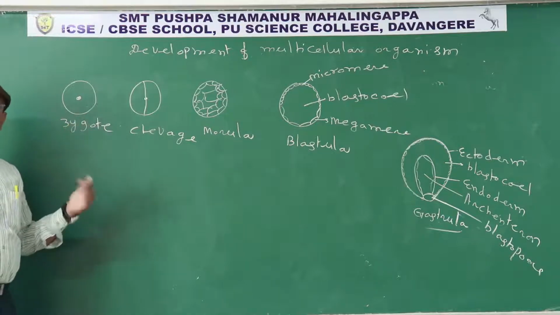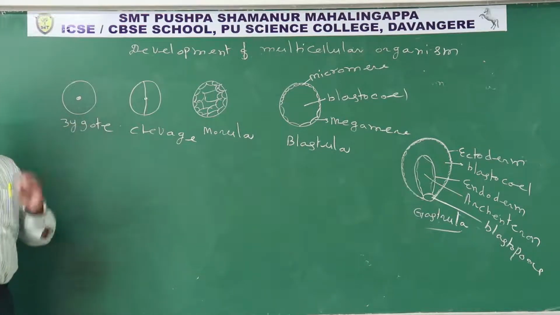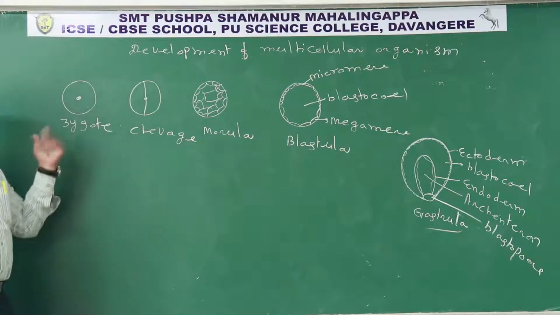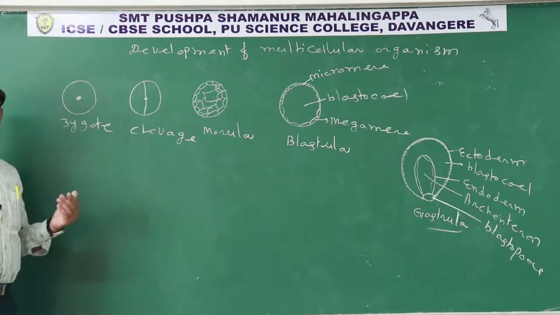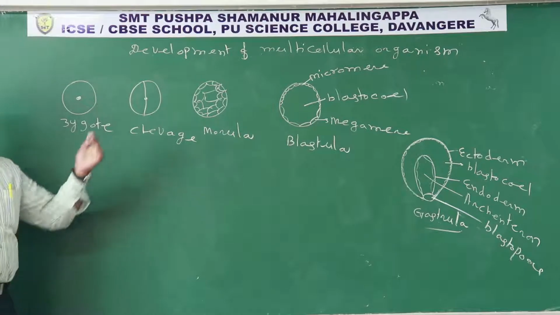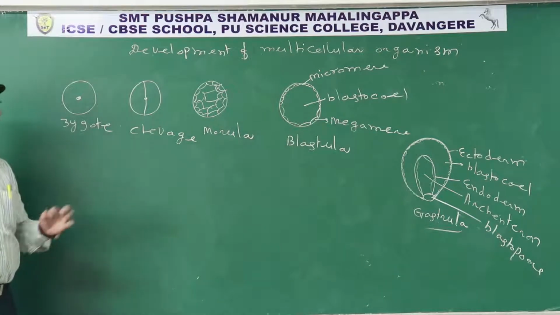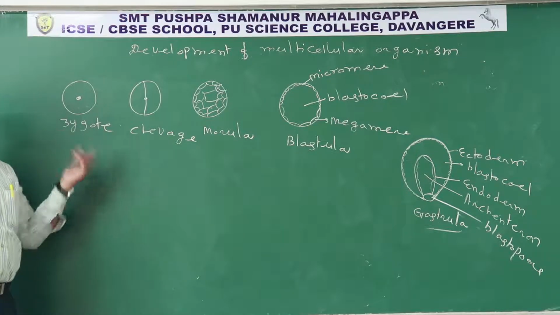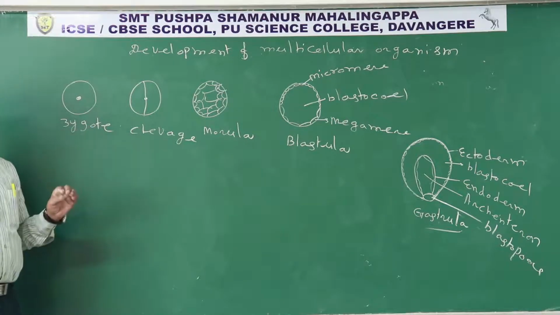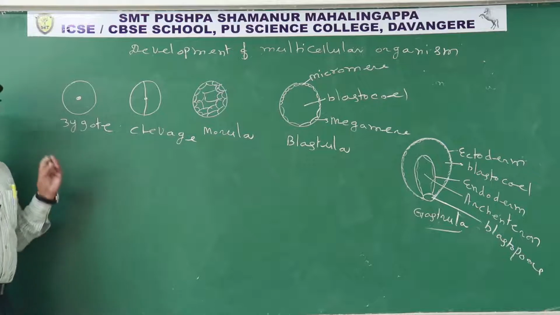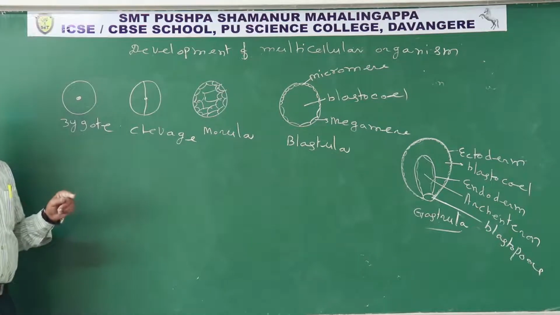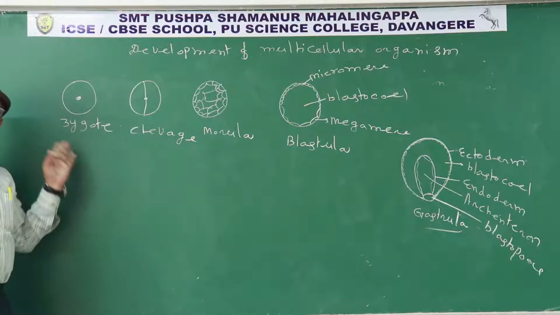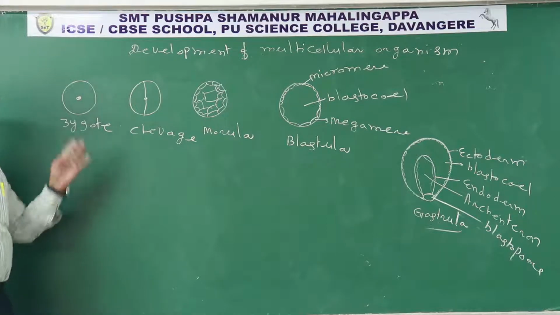So you already know gametes are haploid. Number of chromosomes is 50%. For example, human spermatozoa contain 23 chromosomes, ovum contains 23 chromosomes, and the zygote contains 23 pairs of chromosomes. So zygote is diploid, gametes are haploid. So the development of any multicellular organism begins with a unicellular zygote.